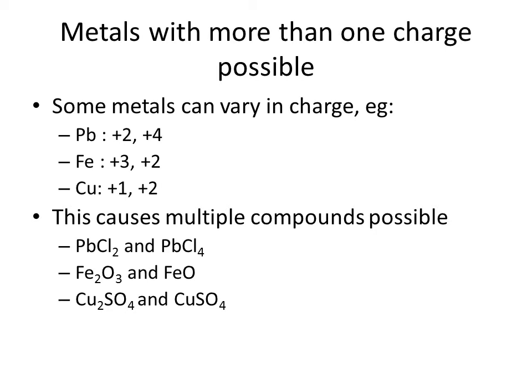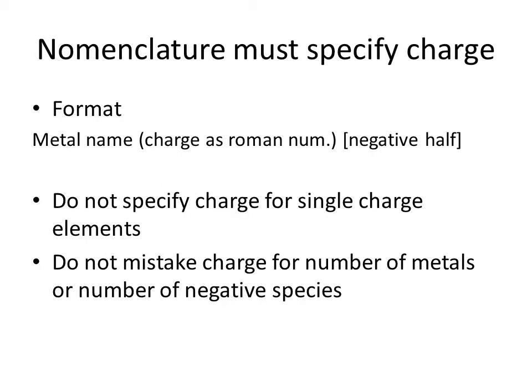As a result, when we go to name these, we must clarify which compound we're dealing with. In order to do that, we specify the charge on the metal. To specify the charge, we write the metal name, and then we write the charge as a Roman numeral in parentheses after the metal name. You have to be careful not to use this method for metals that have only one charge. For instance, sodium always has a +1 charge. We do not use this method for it.